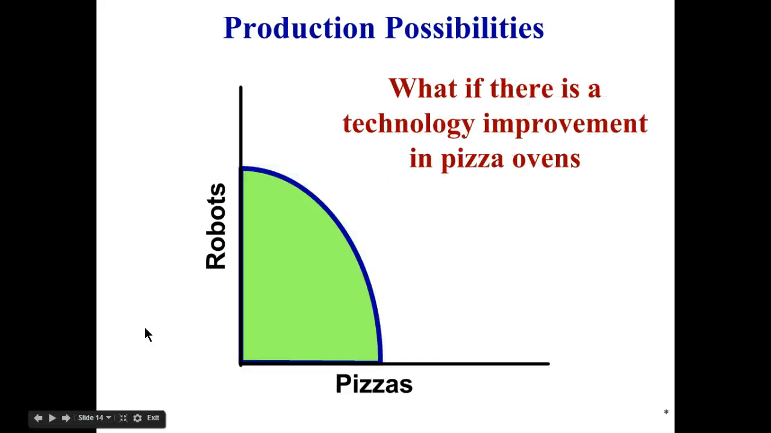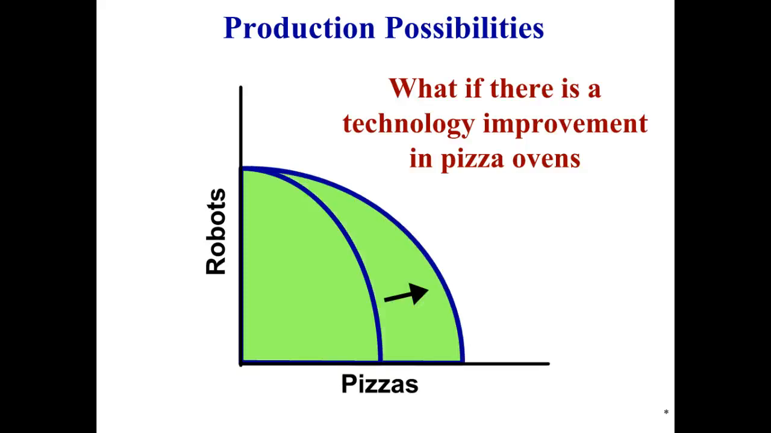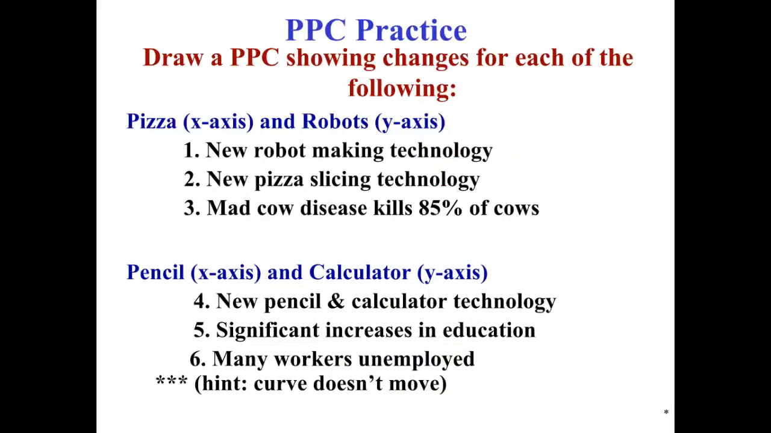Now let's take a look at this example. What if there is a technology improvement in pizza ovens? You have to think carefully about this one. It's pizza ovens. Do you think technology would impact robots? Hopefully you're saying no, because that's true. It's not going to impact the robots. Robots would stay the same. And it's the pizzas. That curve is going to shift out.